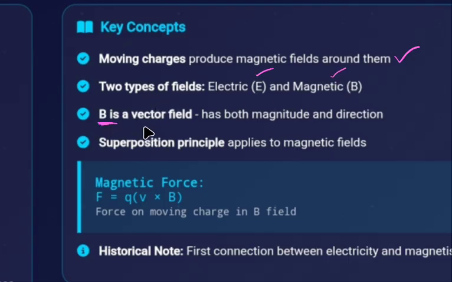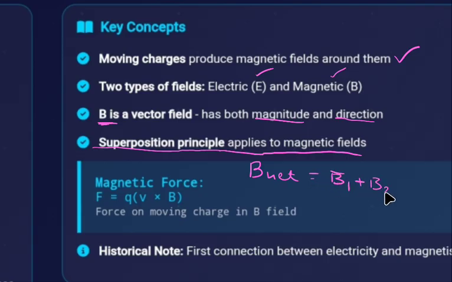B is nothing but a magnetic field, and it has both magnitude and direction. The superposition principle applies for magnetic fields. Superposition principle means the net magnetic field is always equal to the sum of the individual magnetic fields. This is called the superposition principle.